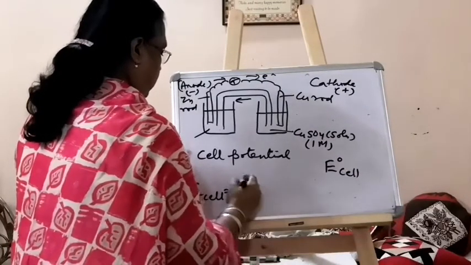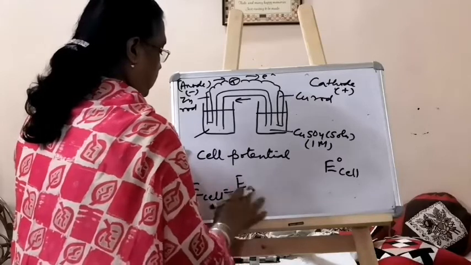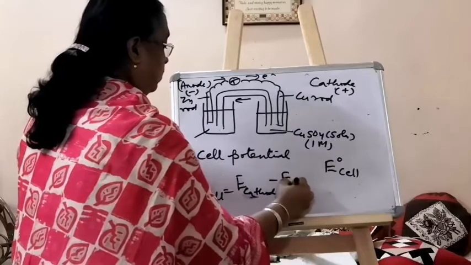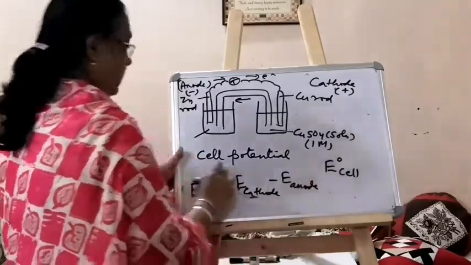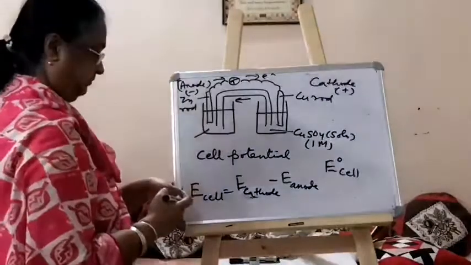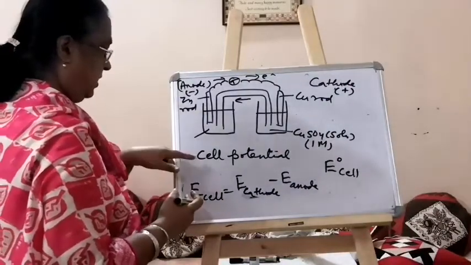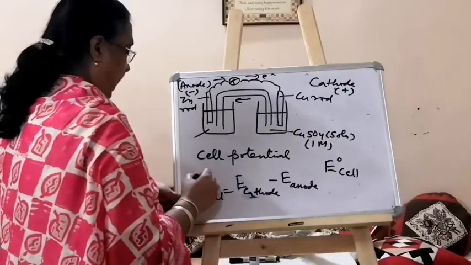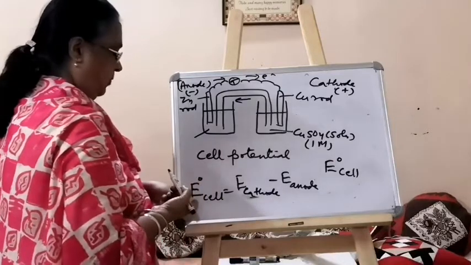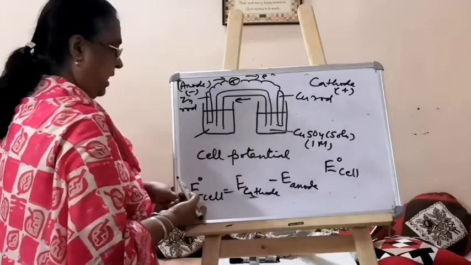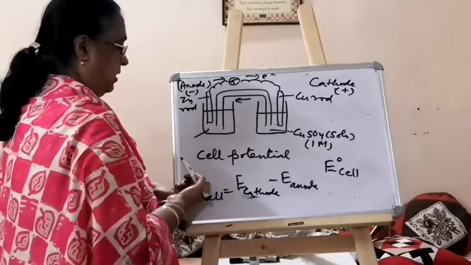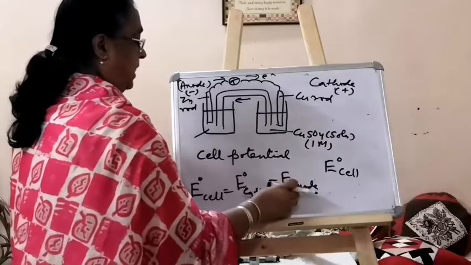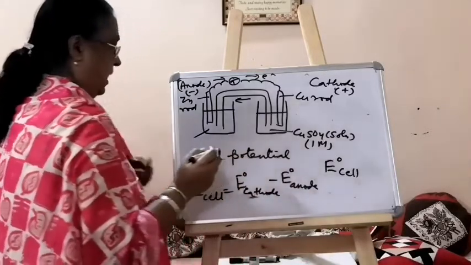It is the electrode potential of the cathode minus the electrode potential of the anode. E here means not standard, the electrode potential of the cell when conditions are not standard. This is the formula you should remember. And if the cell potential is at standard conditions, then the electrode potential of the cathode will also be standard and the electrode potential of the anode will also be taken as standard.